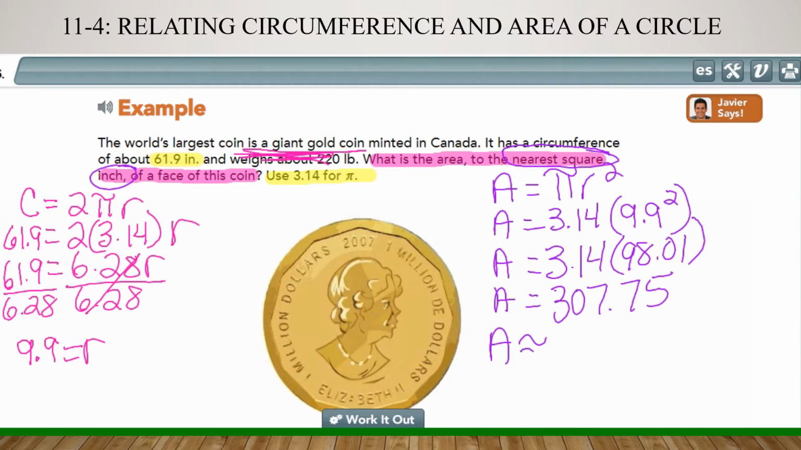So when I round it, I get about 308, and do not forget your units. So it will be 308 inches squared. Remember, area, no matter what shape it is, is always going to be squared. So this is the final answer, 308 inches squared.